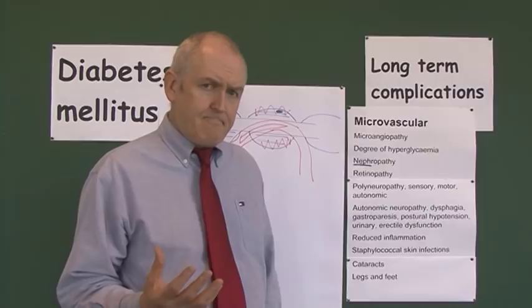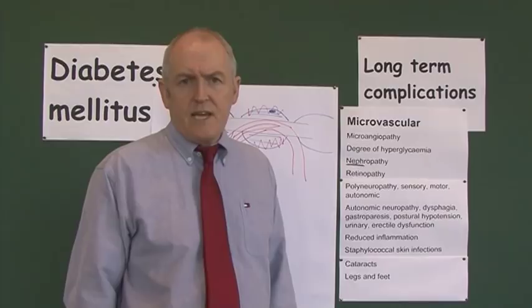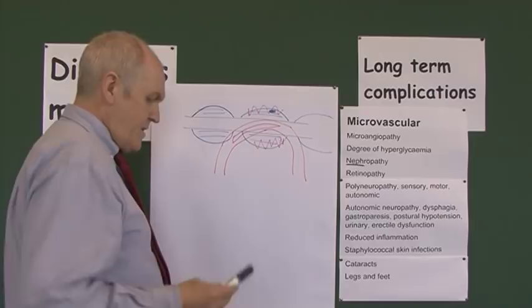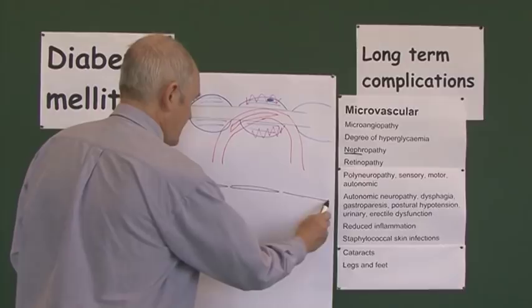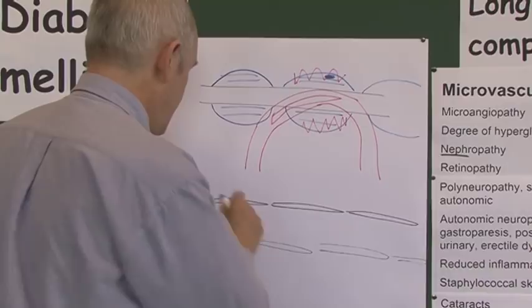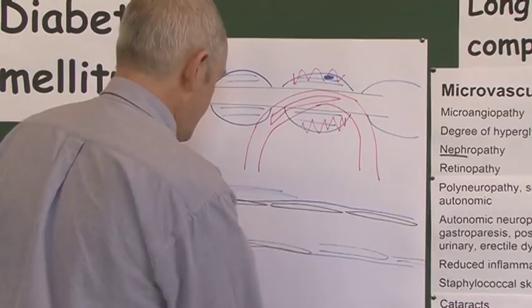Now, I think we'll carry on at this point and talk about reduced inflammation. Diabetics often don't show a normal inflammatory response. Let's think about why this might be. So here we have a normal capillary that we're familiar with, the vascular endothelial cells, as you know. And also, as you know, there's a basement membrane. And in badly controlled diabetes, this membrane thickens.